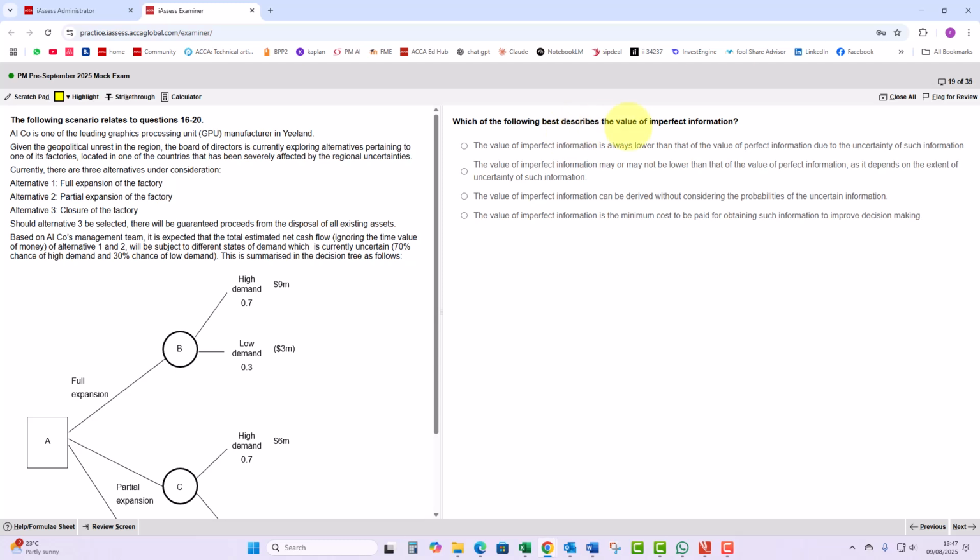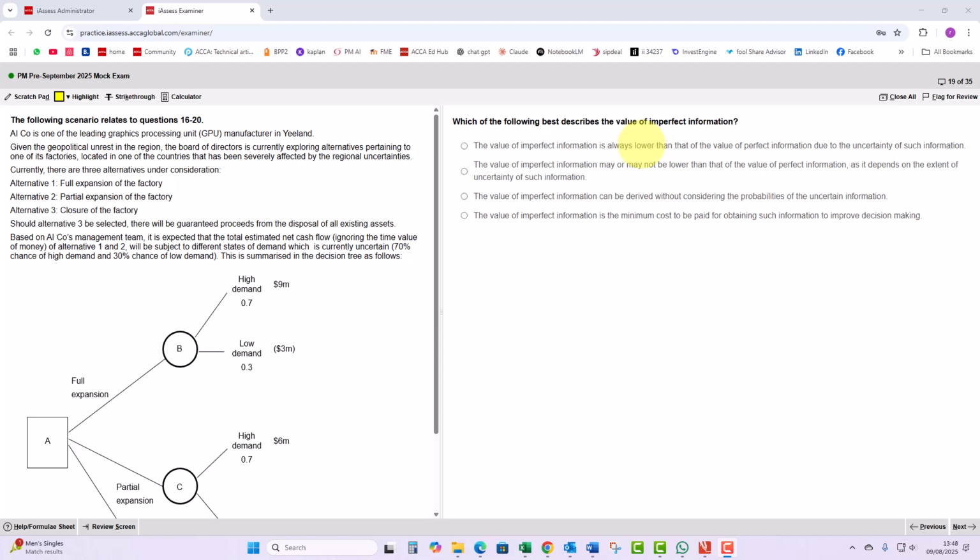Which of the following best describes the value of imperfect information? This is an outlier. Imperfect information doesn't come up very often. Perfect information relates to risk when we can use probability to determine how likely something is to happen and how much would we be willing to pay in order to eradicate that probability and know for certain what's going to happen. Imperfect information is not as good as perfect information, but it's better than no information.